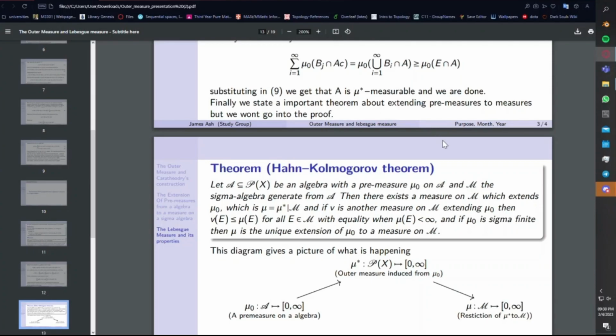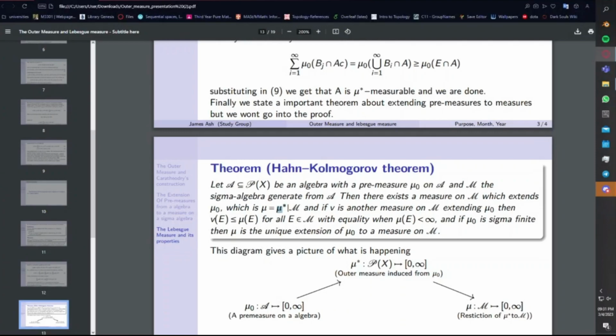And that's really important because on a sigma algebra, you can basically define a notion of limits and analysis. You can do analysis on it. It's basically a lot better than working on an algebra where it's just closed under finite unions. So again, the theorem is that if we take an algebra and a pre-measure on it, where M is the sigma algebra generated from A, then we have a measure which extends the pre-measure. So here we guarantee that we can extend the pre-measure.